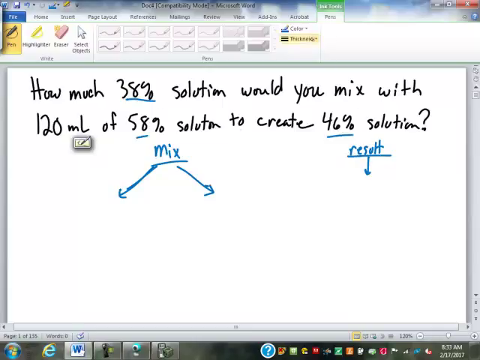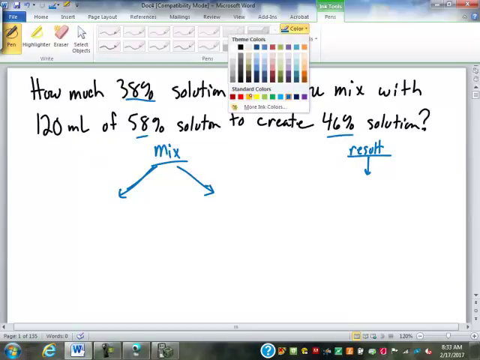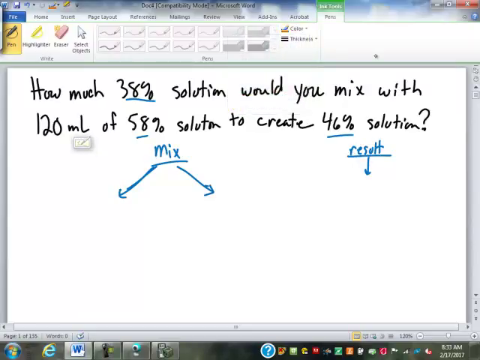So what 2 percentages are we mixing together here? Of the 3 in the problem, what are the 2 that we were mixing together? Well, it's generally the largest and the smallest, because when we mix them, we're going to get something in between. Now we're asked, how much of the 38% would you mix with 120 milliliters of the 58%? So those are the 2 that we are mixing, the 38% and the 58%. So the result that we're hoping to get is 46%.